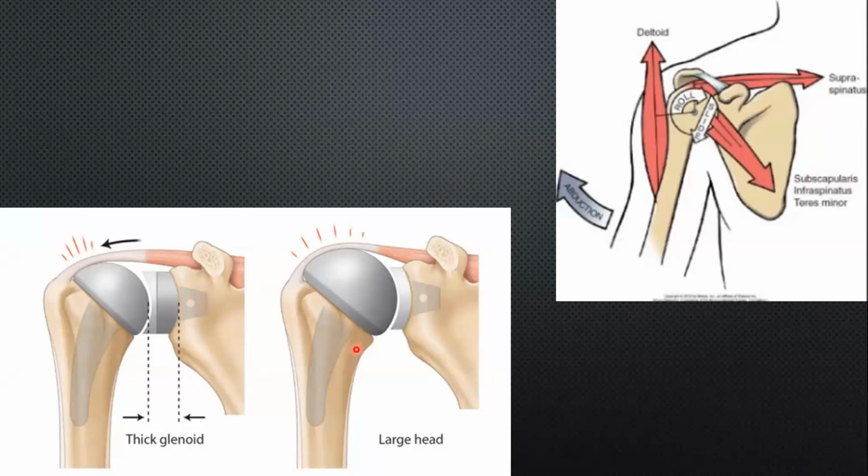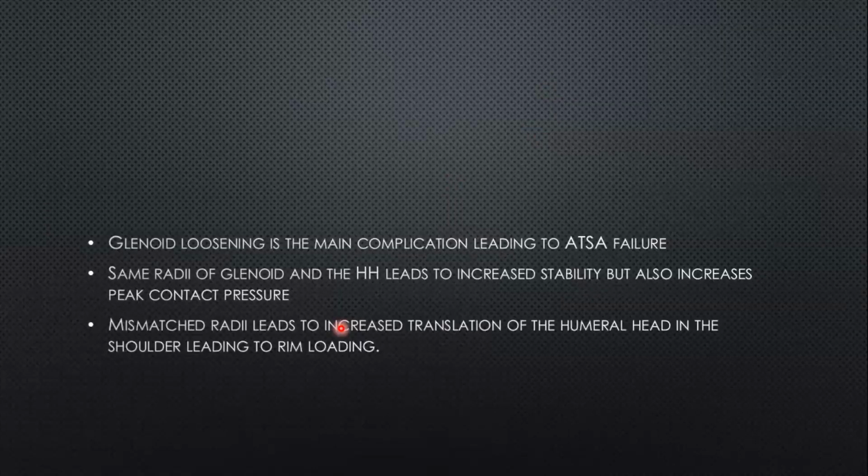Another thing that we've already discussed is the possibility of overstuffing in case the measurements are taken wrongly and the head component is taken larger than the native head. While doing the ATSA, it was commonly noticed that glenoid loosening is the main complication leading to ATSA failure. The same radius of the glenoid and the humeral head leads to good stability, but the problem is it increases the peak contact pressure. So because of these two components playing on each other, it is almost like having a knee joint without the meniscus.